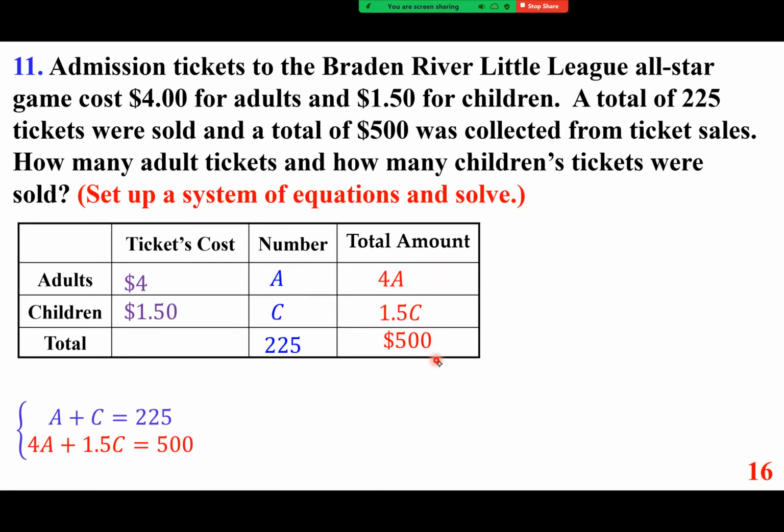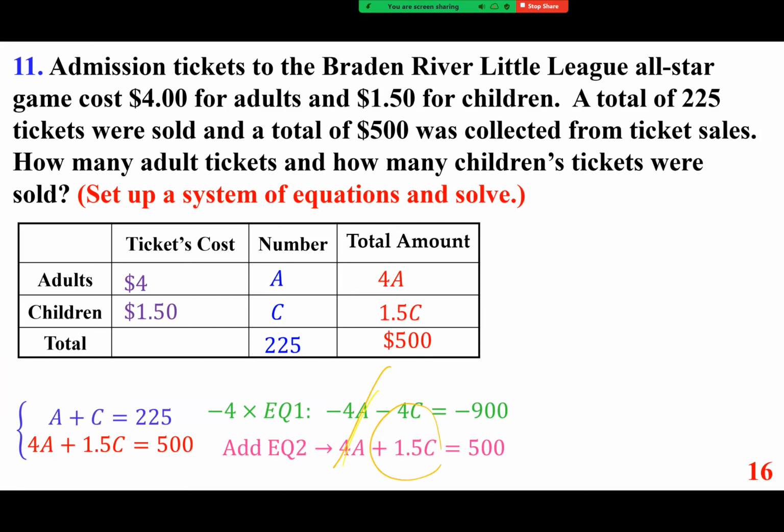If you want to do it by, let's say, elimination here, if I multiply this one by -4, I can get rid of the A. So that gives me -4A, -4C, minus 900. So I just add equation number 2. These two cancel each other, and these two cancel each other. These two give us negative 2.5C. These two give us negative 400.